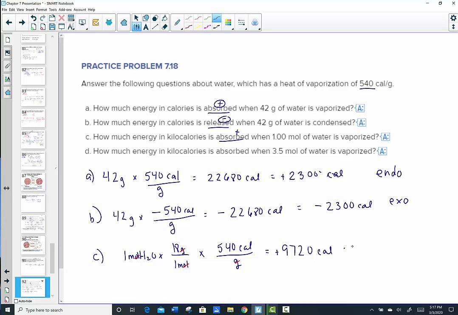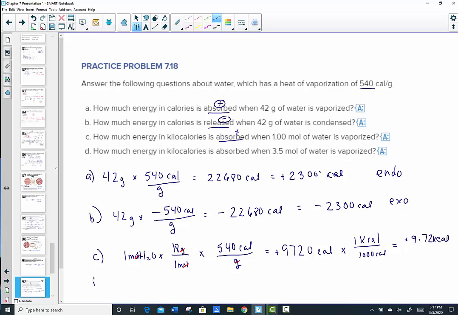We want kcals. So just slide your decimal over. 9.72 kcals. And I'll just put that positive sign there to remind you that it's endothermic.